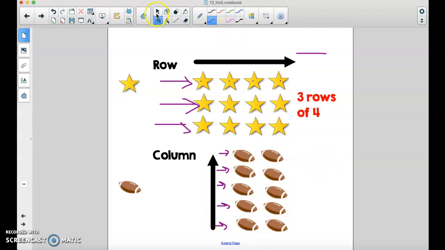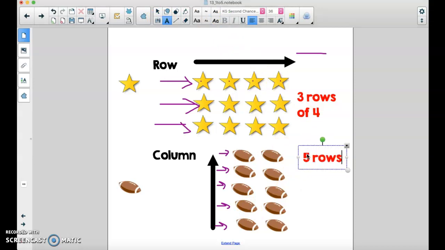Okay, just because it's in a longer column going up and down, I'm still going to count my rows. 1, 2, 3, 4, 5. So now I have 5 rows of, that means how many in each? I have 1, 2. There's 2 in each row going across. So I have 5 rows of 2.